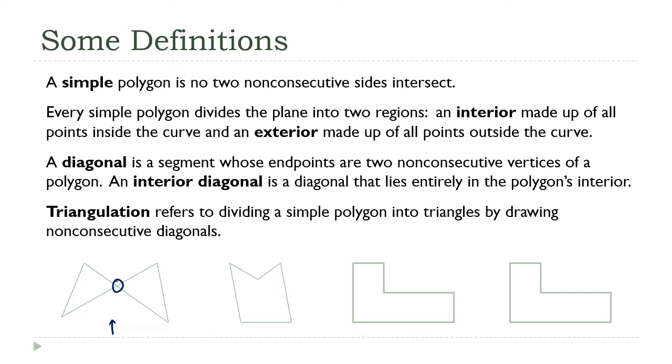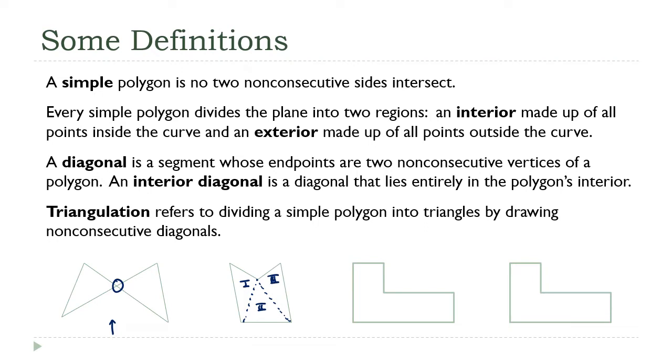Triangulation refers to dividing a simple polygon into triangles by drawing non-crossing diagonals. So for example, how many sides are there on this thing? 1, 2, 3, 4, 5, this pentagon here. If I draw diagonals here and here, that divides this pentagon into 3 triangles. That's what we mean by triangulation.